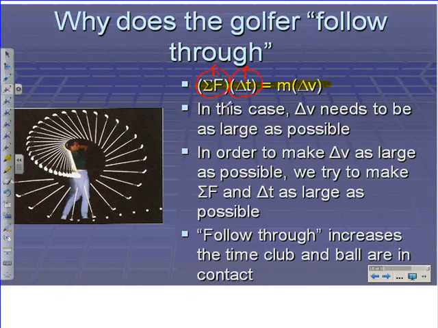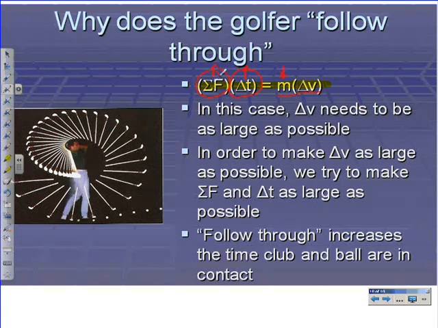If you make both terms of the left-hand side of this equation as big as possible, the right-hand side has to be as big as possible as well. The mass of the golf ball can't change, so that stays constant. So the only thing that can change over on the right-hand side is the delta v. Follow-through increases the time that the club and the ball are in contact. You're making force large, you're making time large. That causes a greater impulse, which causes a greater change in momentum, which, if you keep the mass constant, means that the velocity has to increase as well.